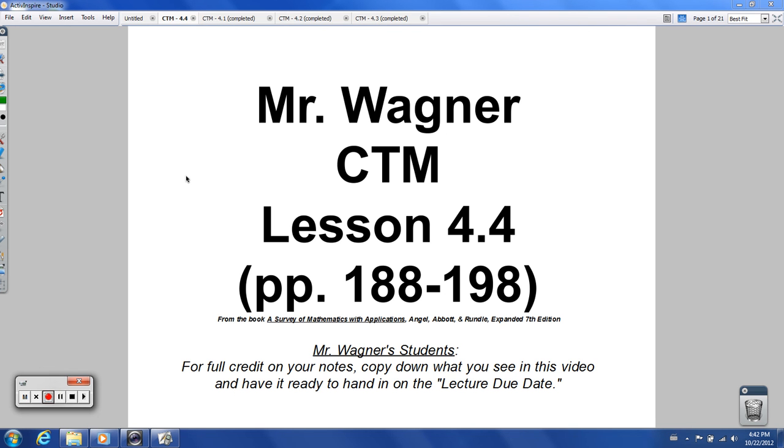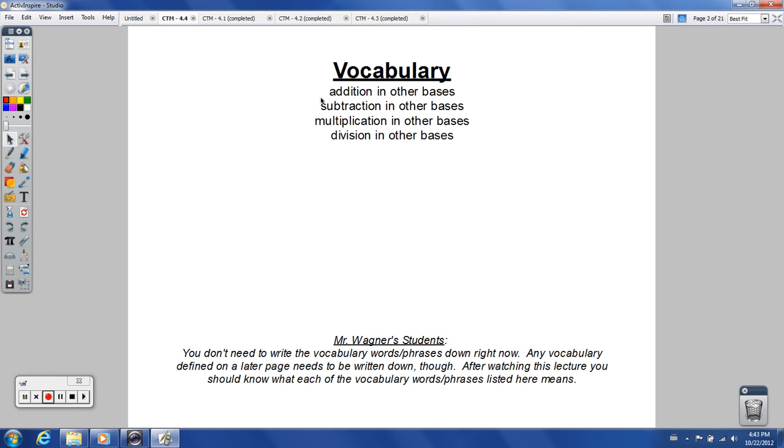It can be found on these pages here. These are not necessarily vocabulary, but things we need to know how to do by the end of this lesson. So we are going to be adding, subtracting, multiplying, and dividing in other bases.